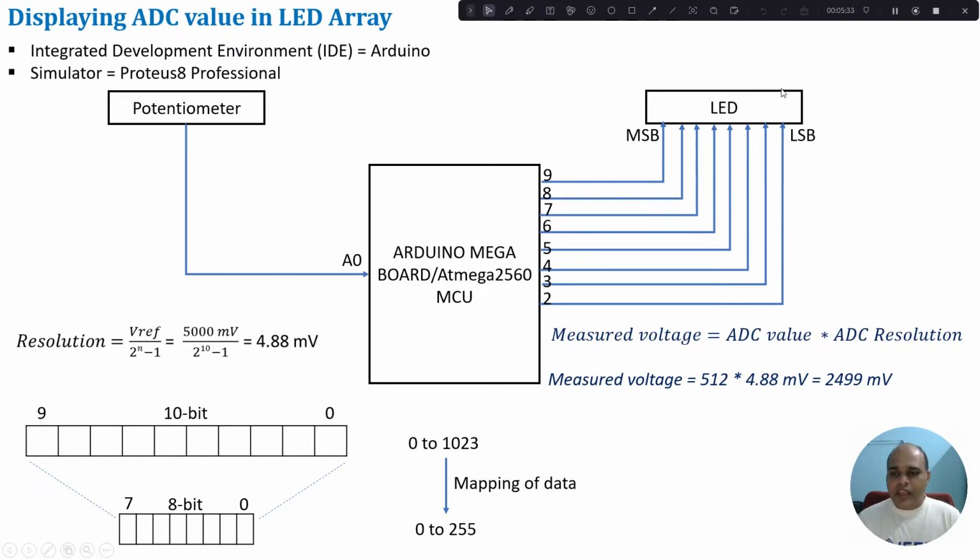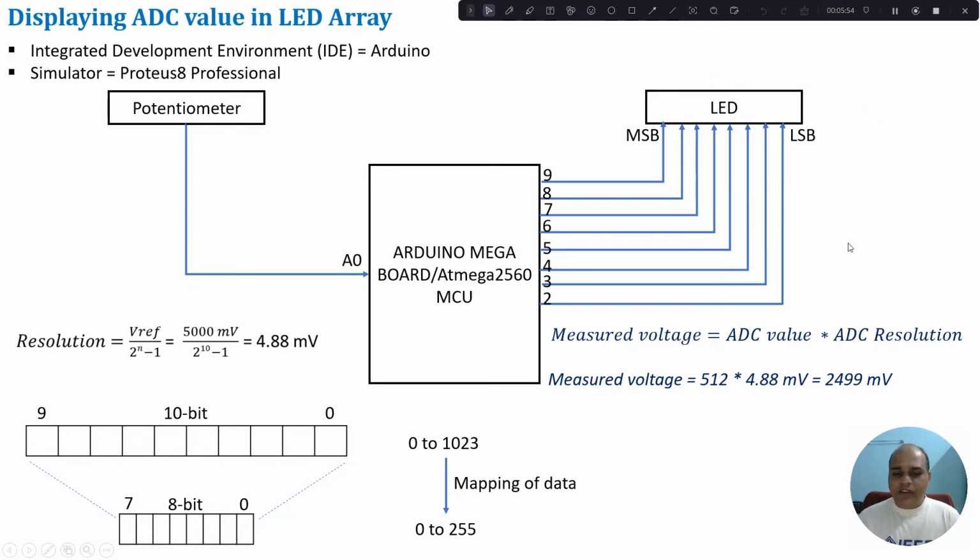So here in the LED, the pin number 9 will be your MSB value, and the logic in pin number 2 will be your LSB value. And remember, here we are not trying to display the 10-bit result, we are trying to map the 10-bit result to an 8-bit value, and that 8-bit value will be displayed in the LED array.